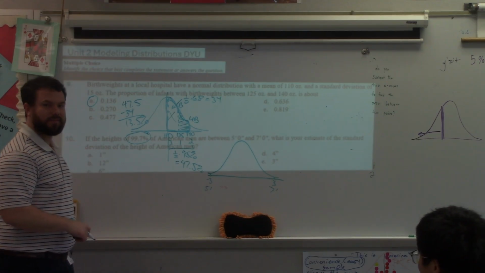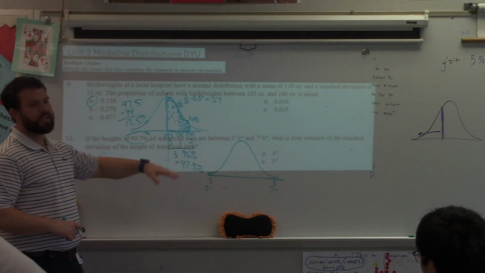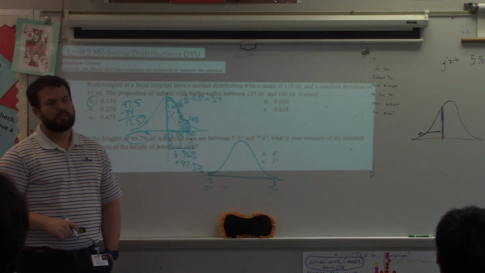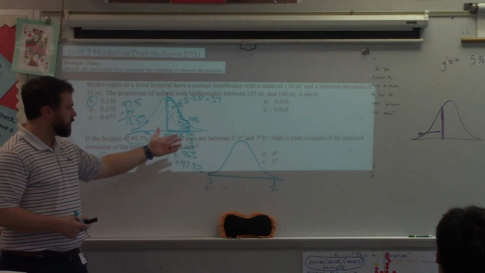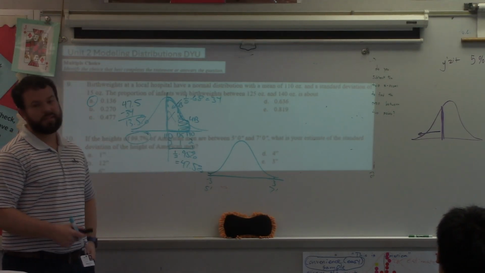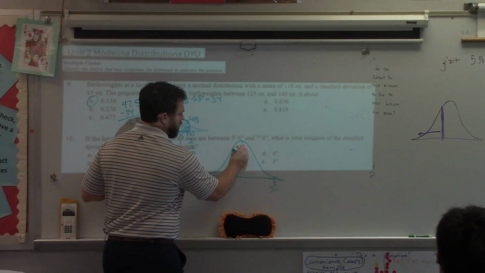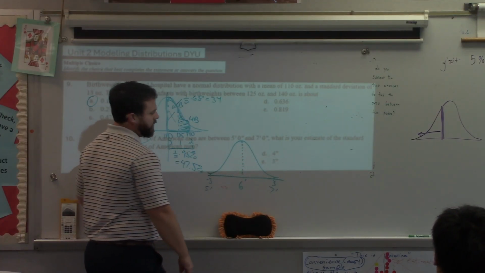So how can I figure out what the standard deviation is? There's 2 main ways. Something with the empirical rule, right? We kind of already used that part. What am I going to do from here to figure out what my standard deviation is? Find the mean. Okay, so what is my mean? 6 feet. It's got to be in the middle, right?